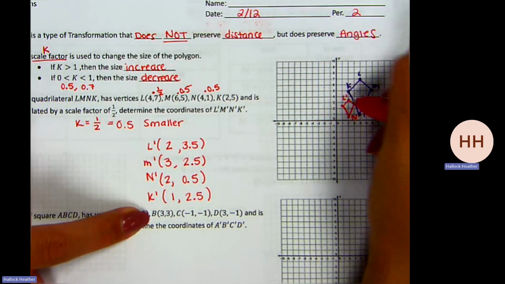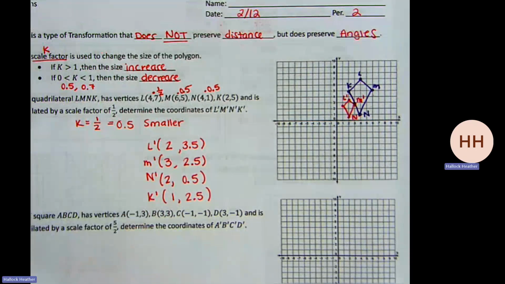So now I have like a cute little baby kite. I put that point. It's a little weird. Yeah, baby kite.